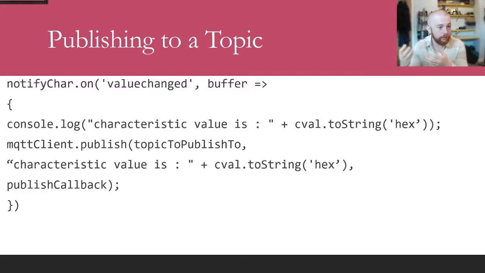But to actually publish it to the topic that we want to publish to, it's MQTT client.publish, topic to publish to. Again, that's just the topic we want to publish to. This is just the characteristic value. This is also publishing to the client, just to make the data more readable rather than just random hex values. Yeah, C value, toString hex. That's the actual data from the accelerometer, or from the microbit, the accelerometer value going to the broker, and then it does the publish callback, which informs us of errors or anything like that.